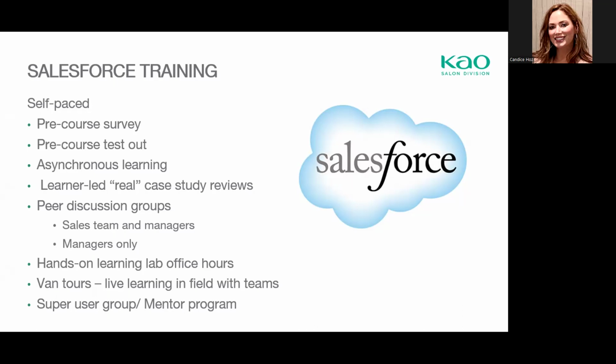And then we also want to start a super user group, or what I'm calling the mentor program. So for those folks who are excelling in Salesforce, we want them to be able to mentor others on how to use Salesforce.